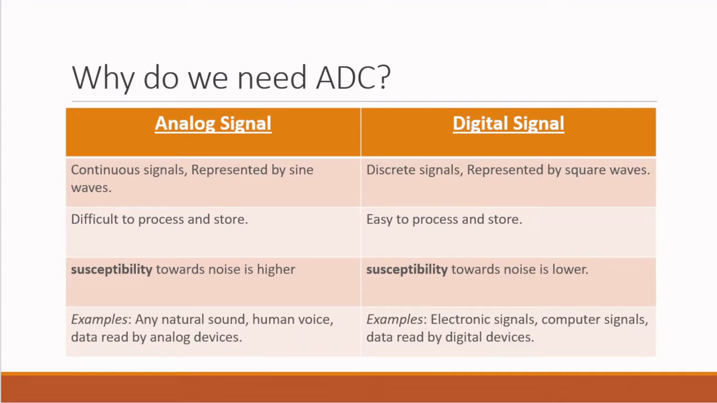So now the question arises, why are we using ADC to convert analog signal to digital signal? Let us answer this question. Most of the signals which we find around us are analog in nature. These analog signals are susceptible to noise, and apart from this, they are also very difficult to process and store. So we convert analog signals to digital signal using ADC so that the signal can be processed and stored efficiently.